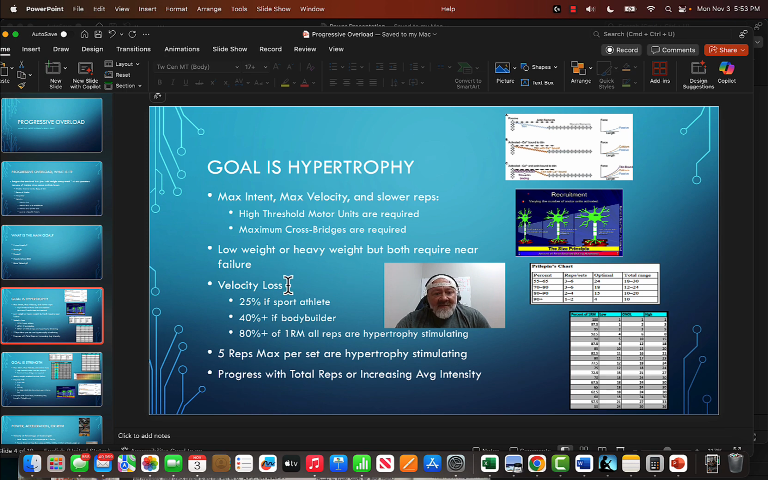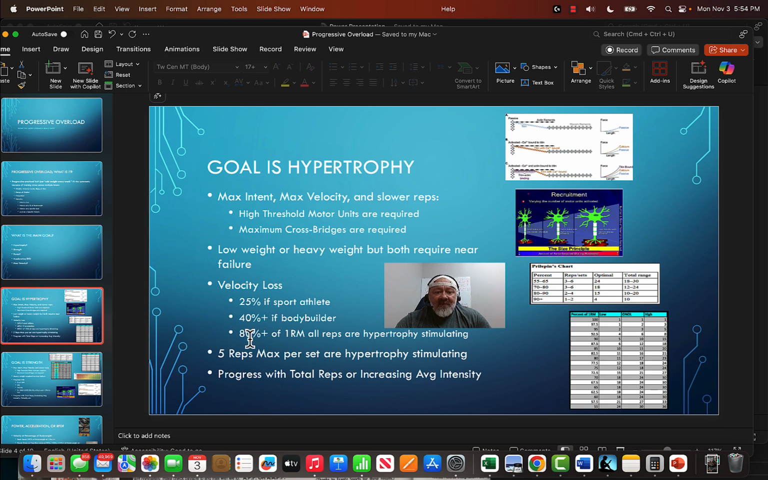So velocity loss has to take place. If you're a sport athlete, you want to keep that velocity loss at around 25%. And studies have shown that at 25% velocity loss, you're going to get the majority of those gains without necessarily the adaptations that are going to slow you down, like type 1 fiber recruitment or even that lateral force, which is good, but it's a slower form of force production. If you're a bodybuilder, going 40 plus is fine because you're just after maximum gains.